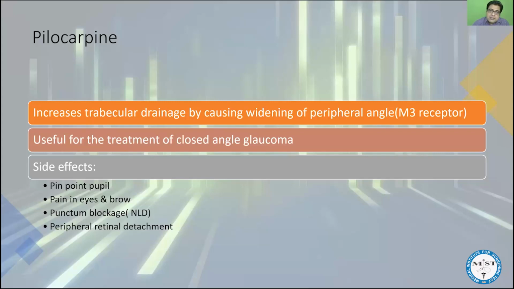Why do we call it miotics? Because whenever we give this medicine in the form of eye drops, it will cause miosis by acting on a receptor, the muscarinic 3 receptor. Because of this contraction of the pupil, this miosis, there is a widening of the peripheral angle. Ma'am has already explained this iridocorneal angle. When that angle gets widened, there is an increase in trabecular drainage. So this medicine is associated with increased trabecular drainage, and that is done by widening of the peripheral angle.